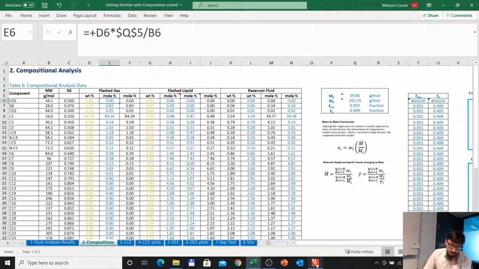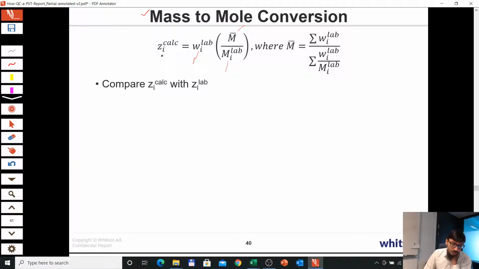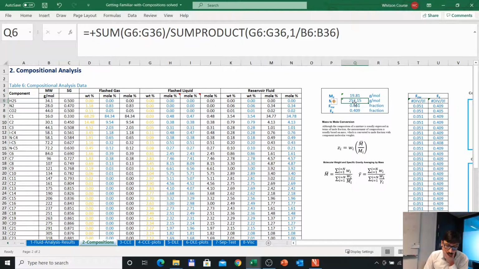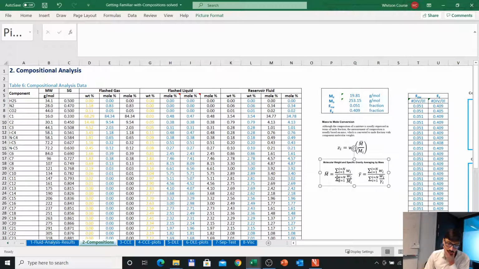And it's here on this slide, mass to mole conversion, mole fraction calculated from the mass fraction, and you require an average molecular weight value, right? So we have to calculate this average molecular weight first, for the gas and for the oil, using the equations that are given in the slide, and also this equation here for the molecular weight.